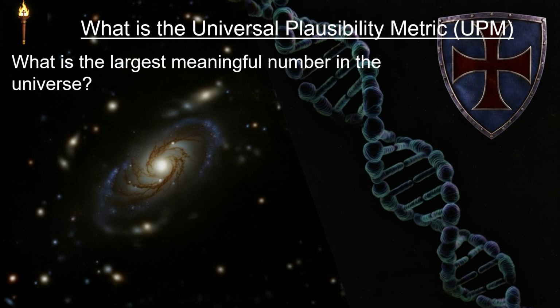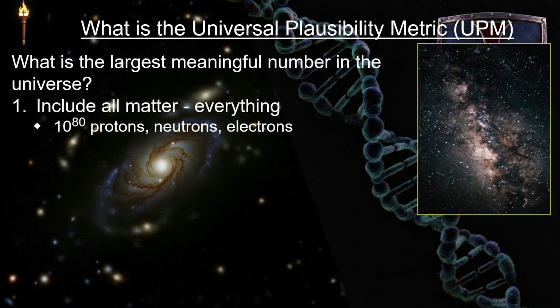We start by answering, what is the largest meaningful number in the universe? Well, we want to include all matter, which is everything. And that's 10 to the 80 protons, neutrons, electrons. Now, I don't want you to get too hung up on the precision or accuracy of these numbers. If these numbers are out by a factor of a billion, it doesn't really impact the result. That's what you'll see. So let's just go with 10 to the 80 protons, neutrons, electrons.